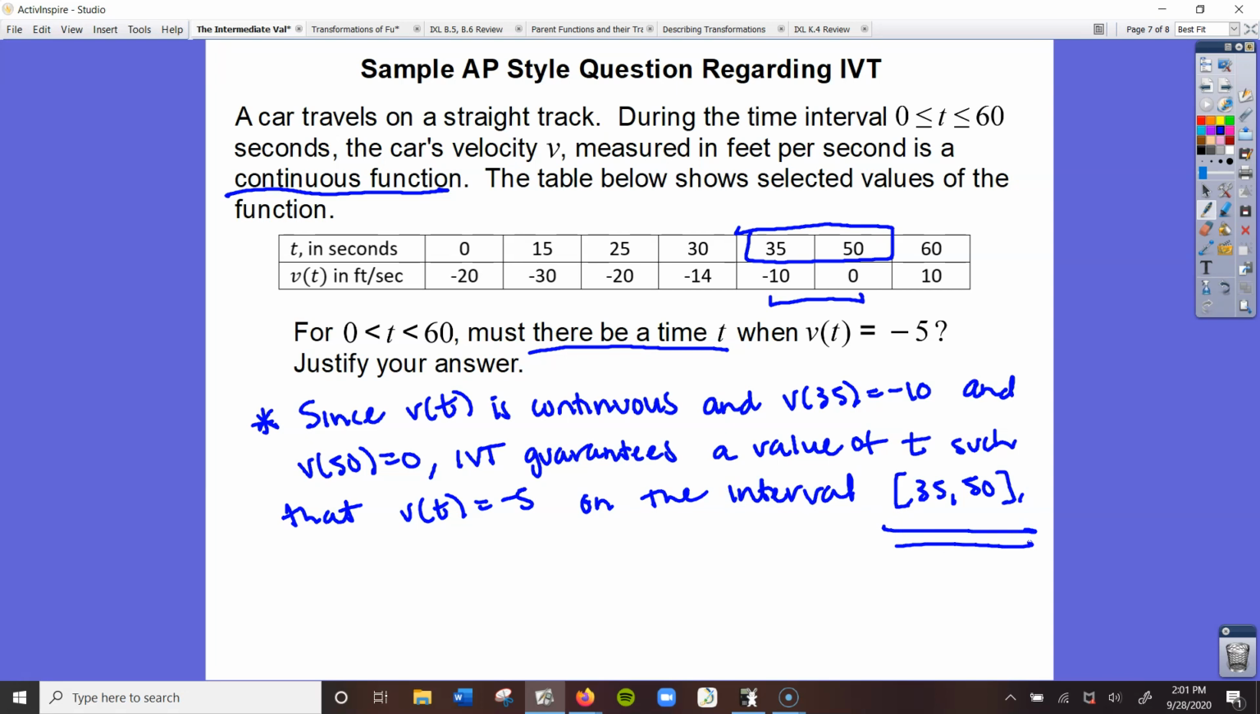It doesn't mean that your response has to be written exactly like this, but as long as it has the information that v of t is continuous and that -5 is between v of 35 and v of 50, your answer would be sufficient. Let's go on now to our last examples.